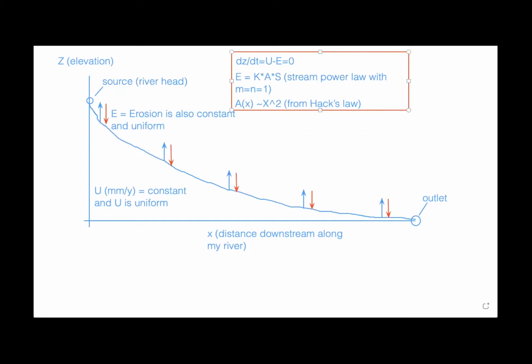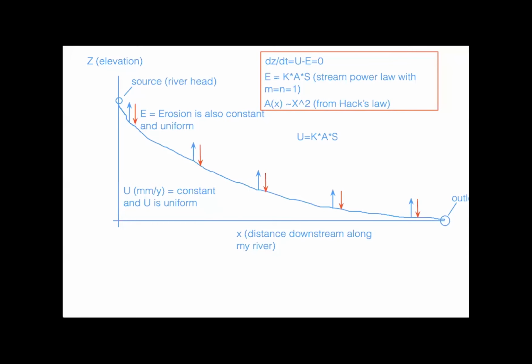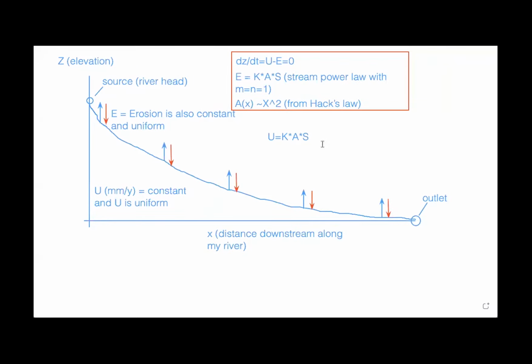Now, you can, that's also Alex's turf, but you can also write that, you know, we said we are at steady state, therefore U equals erosion. So it's actually equal to K times A times S, right? So the slope, we can pull out the slope from there, because the slope is something we can measure.